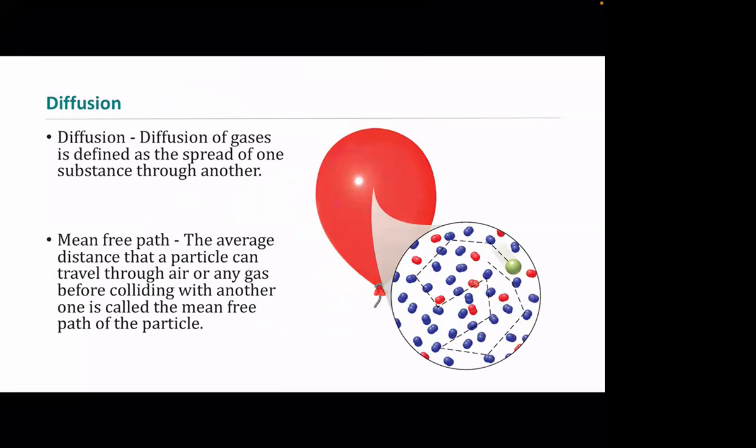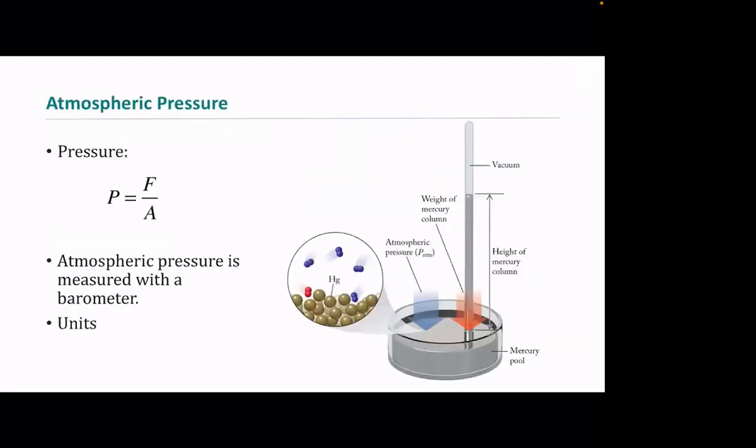This is just defining diffusion, the spreading of a substance through another. The average distance that a particle can travel through air or any gas before colliding with another one is called the mean free path of the particle. These are just some terminology that's used in gases. So the difference between diffusion and effusion, then again, is effusion is slipping through a hole or a gap. Diffusion is spreading out.